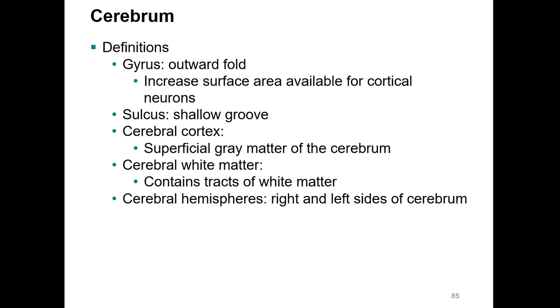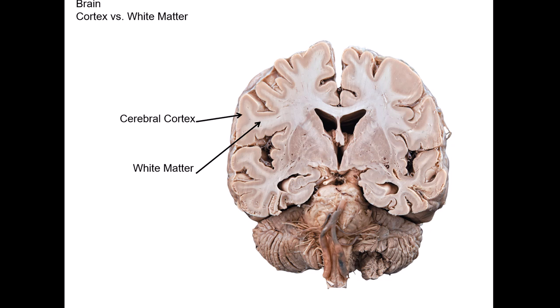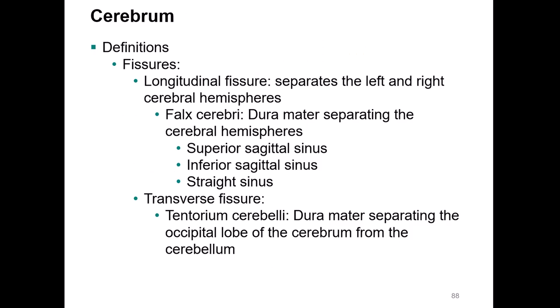Okay, so those are the definitions I want you to know on this slide. Again, a gyrus, an outward fold. A sulcus is an inward fold. It's a shallow groove. The cerebral cortex is going to be the superficial part of the cerebrum, and it's made up of gray matter. And then deep to the gray matter, the cortex, is the white matter. And then we need to know also that the cerebrum is divided into two halves known as cerebral hemispheres.